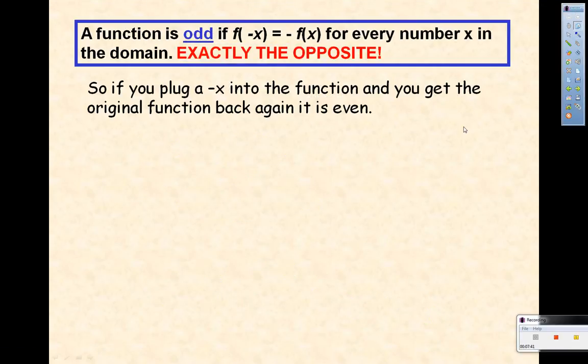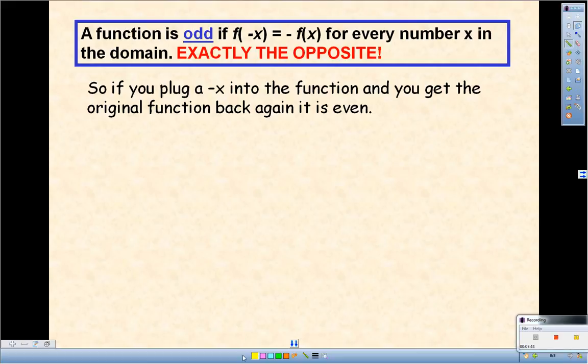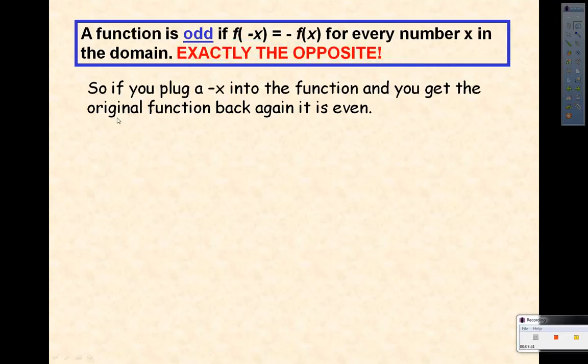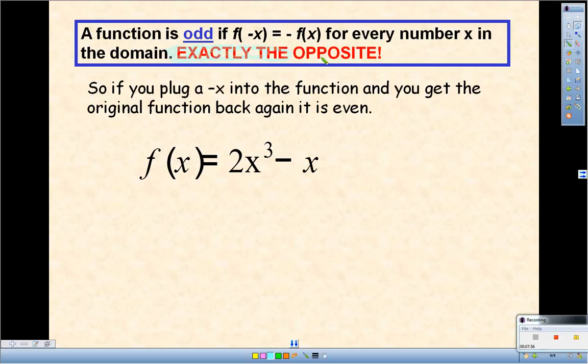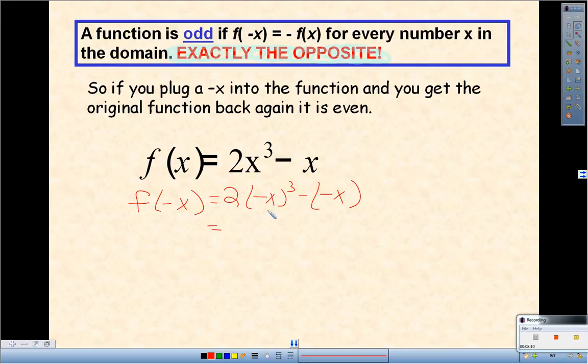Now, if it's exactly opposite, then that means it is an odd function. So let's say I gave you this function, and I wanted you to tell me if this function is odd. Again, you simply plug in -x, and so I'm going to get 2 times -x to the third minus -x. Be careful with the signs. -x to the third is a negative, negative times a positive is a negative, so -2x to the third, and then a negative times negative is a positive x.